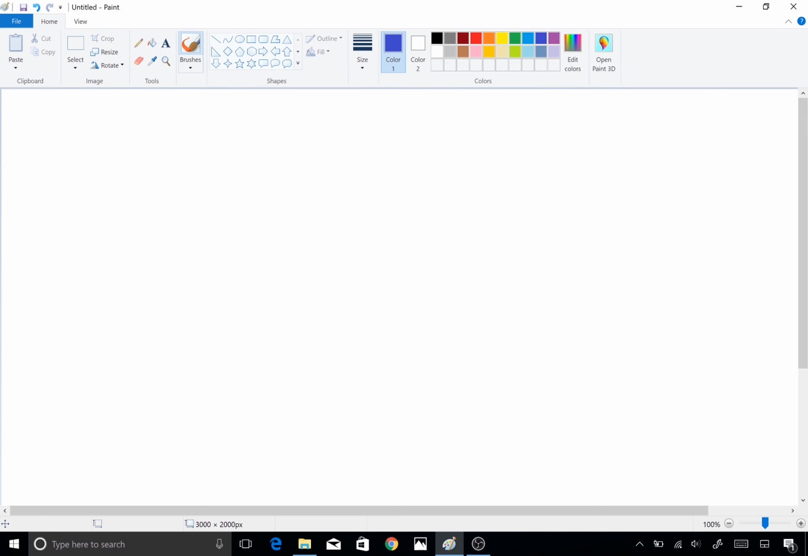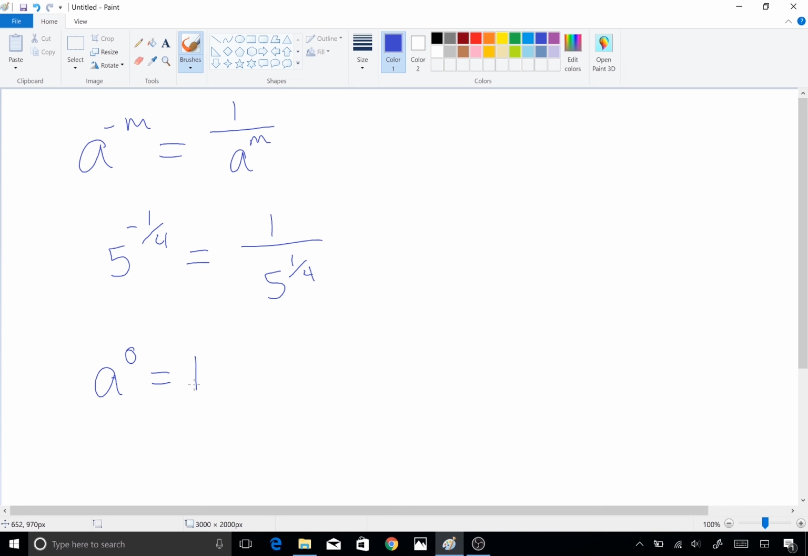The negative exponent rule works exactly the same. The negative exponent is always 1 divided by the positive exponent. Five to the negative 1/4 is the same as 1 divided by 5 to the 1/4. And the zero exponent rule doesn't change at all. 0 is a rational number. A to the 0 equals 1 no matter what A is. There aren't any fractions or roots to deal with here.